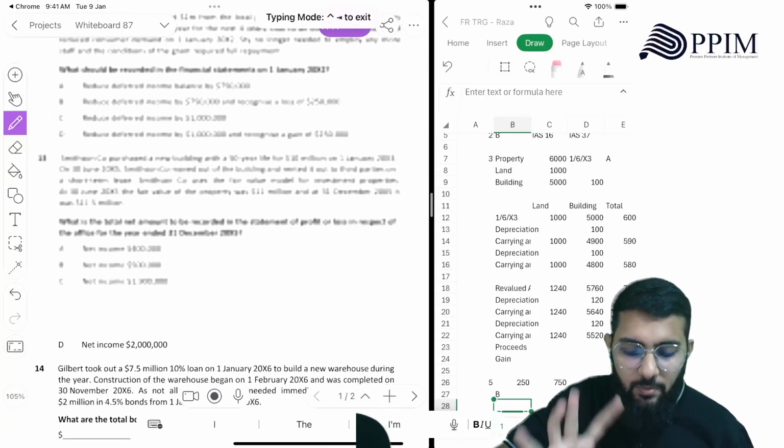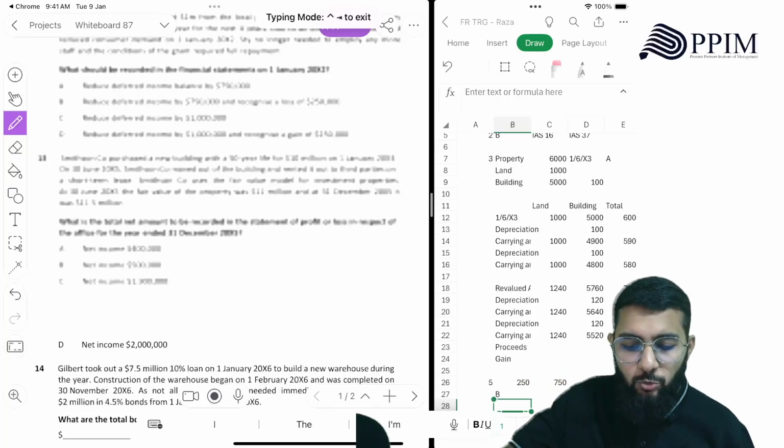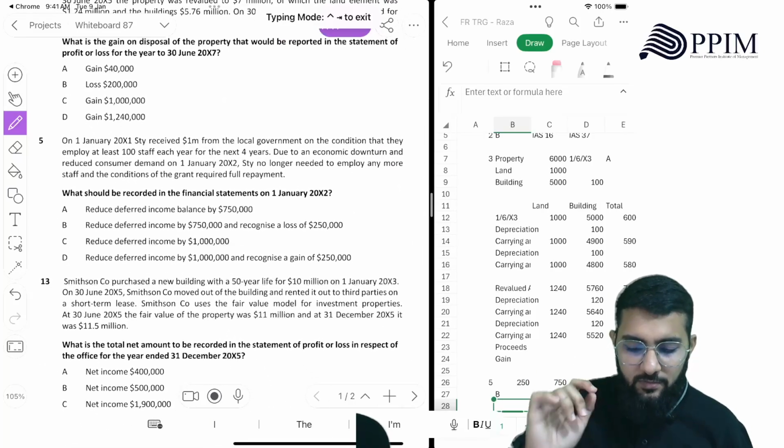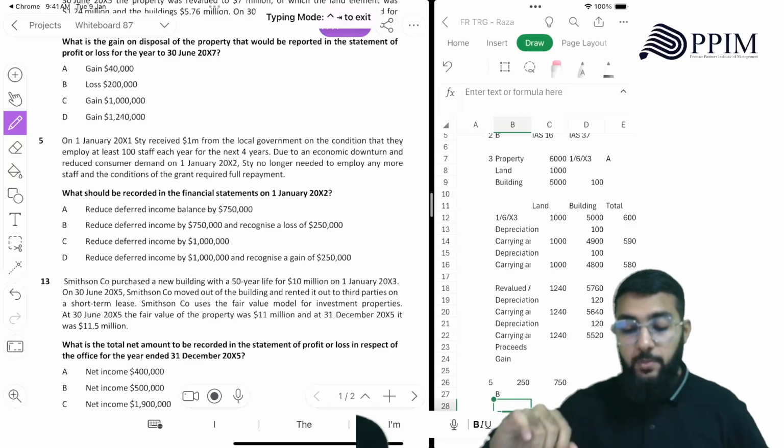Okay, remember the fourth option is net income of 2 million, right? Fourth option is on next page, so let's remember that.